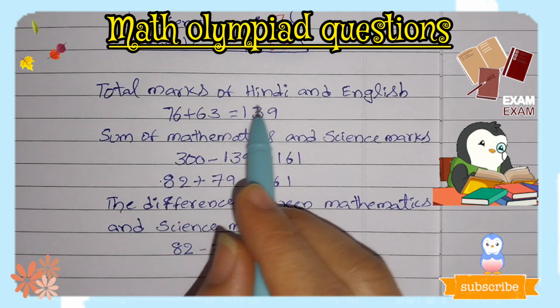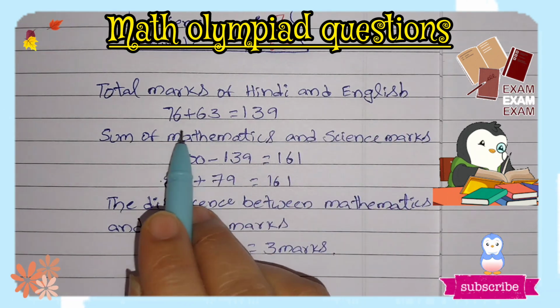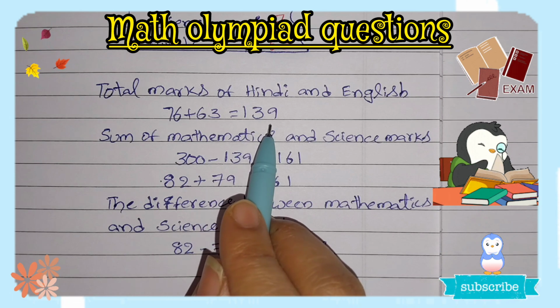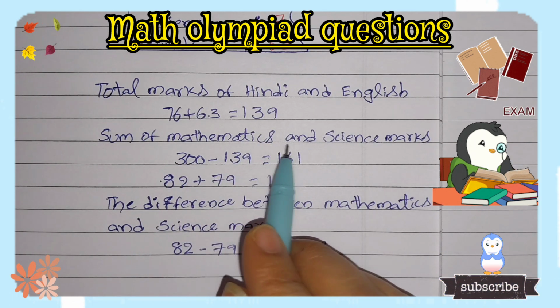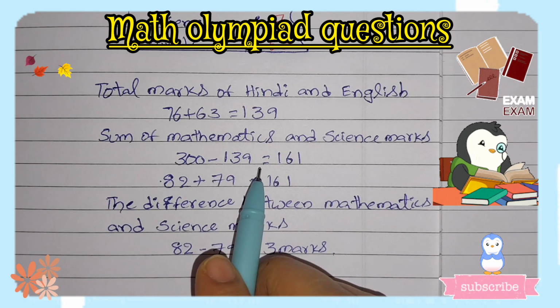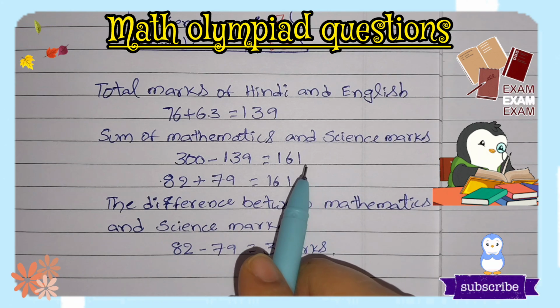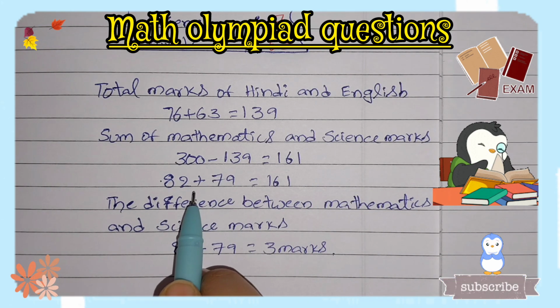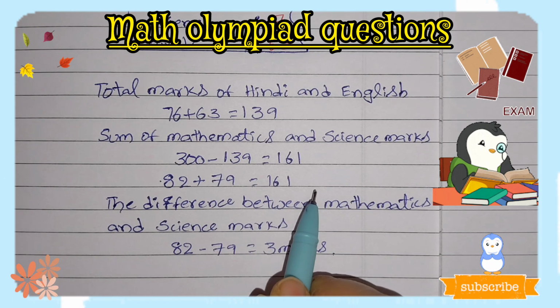Total marks of Hindi and English: 76 plus 63 equals 139. Sum of mathematics and science marks: 300 minus 139 equals 161. 82 plus 79 equals 161.